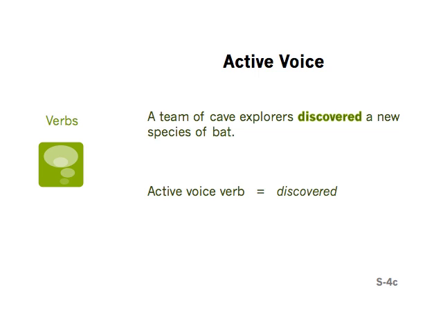In the active voice, the verb typically follows the subject and describes the action. What did a team of cave explorers do? They discovered something. In the active voice, the person or thing that receives the action is the object, which typically follows the verb. What was discovered? A new species of bat.